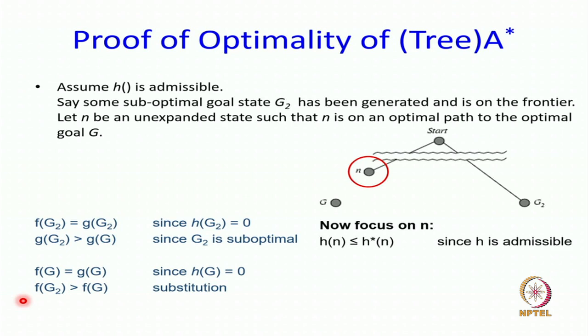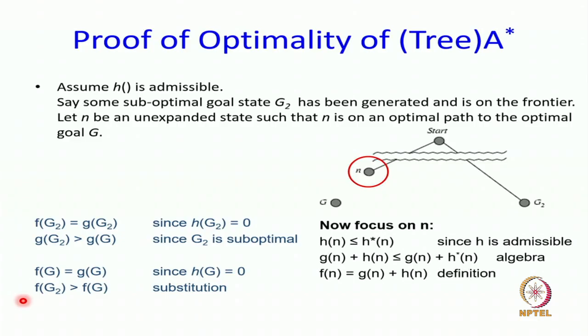Now, let us add g n on both sides. So, we can say that g n plus h n is less than or equal to g n plus h star n, which basically means g n plus h n is what? f of n, right. And what is f of n? f of n is g n plus h n. So, we can replace that in the inequality.